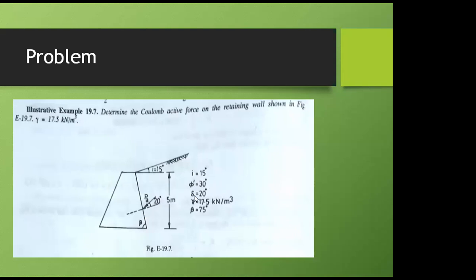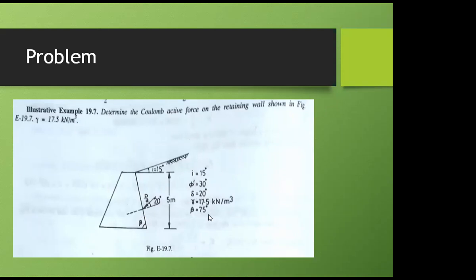And what is delta? Sir was explaining neatly what is meant by delta. As we discussed, in the case of Coulomb's theory, the wall surface is rough, so there will be existence of friction. That frictional force is making an angle of 20 degrees with the back of the retaining wall.